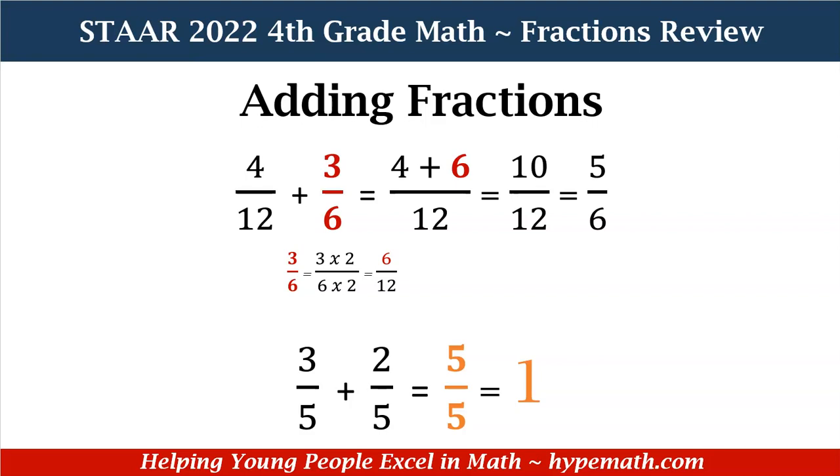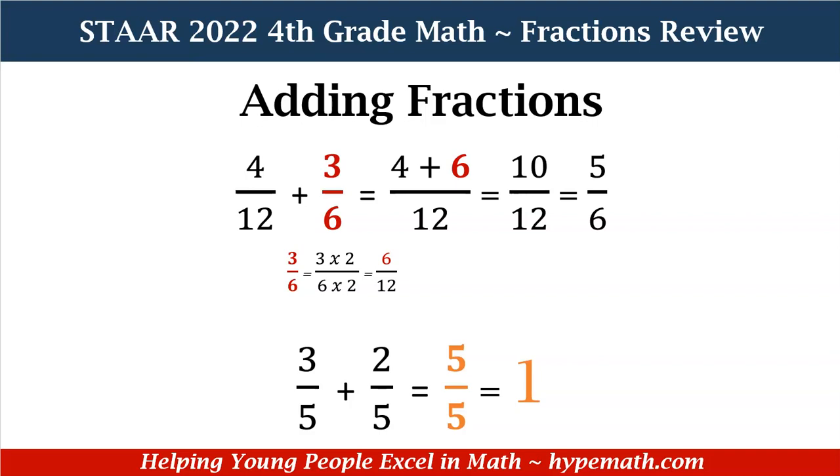Now I can add my numerators together. We have 4 plus 6 is equal to 10. And again, we're going to keep our denominator of 12. My answer is 10/12. But we must reduce our fraction or simplify our fraction, and that will be 5/6.